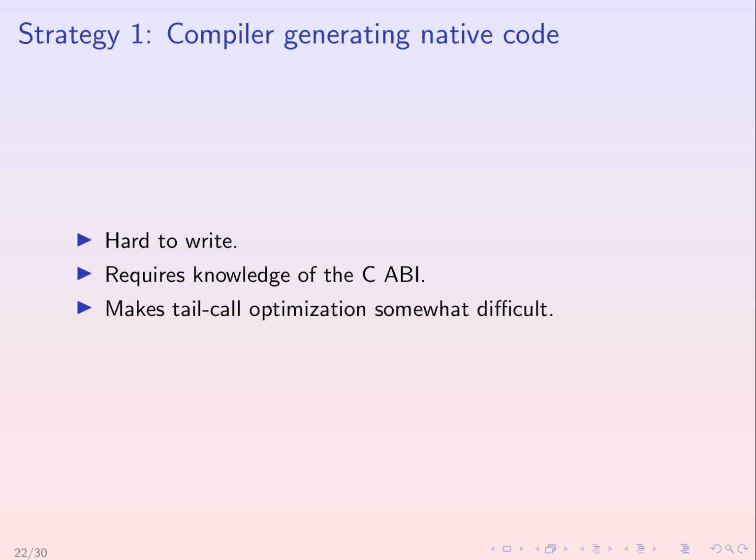We can write a compiler generating native code. It's kind of hard to write, and it requires knowledge of the C ABI for the following reason. The code that this compiler will generate needs to be compatible with the C code written in the core. So it needs to respect the calling conventions of C. And we need to know those calling conventions in order to be compatible with the core functionality. And it makes tail call optimization somewhat difficult if that's what we want, because the C ABI does not allow for tail call optimization.